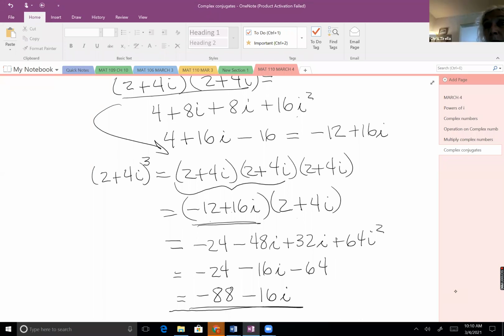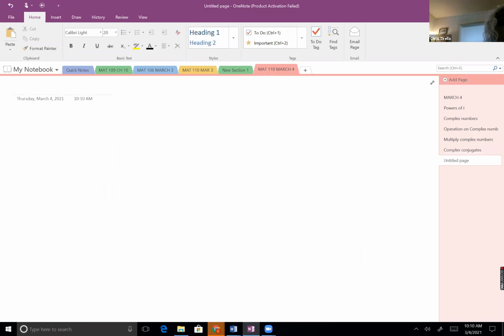Then that leaves one more thing that I'd like to look at today. And let's see, we've added, subtracted, multiplied, raised to a power. The next thing that I want to look at is division of complex numbers.